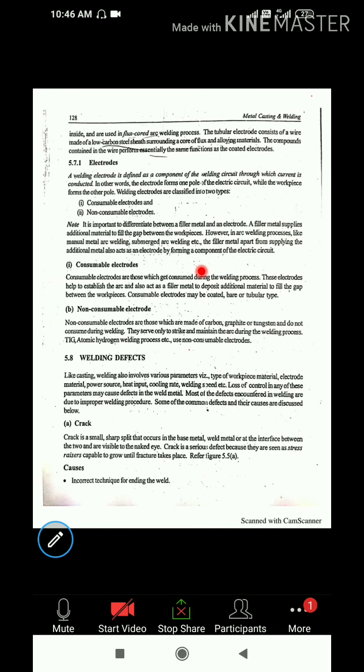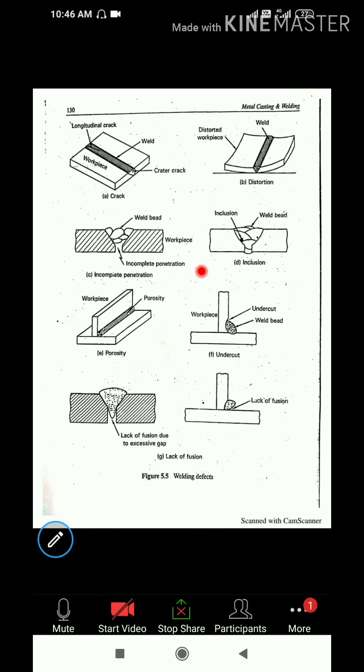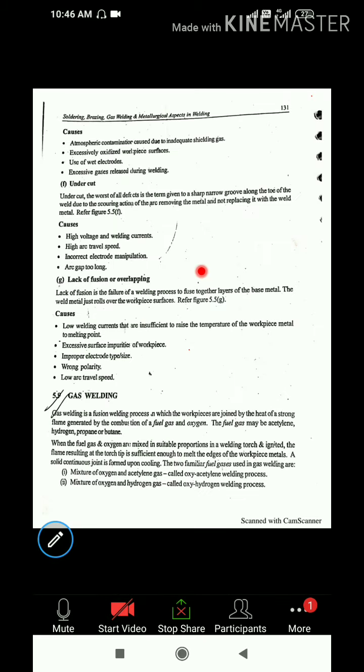And welding defects are there, and brazing and soldering methods are there.